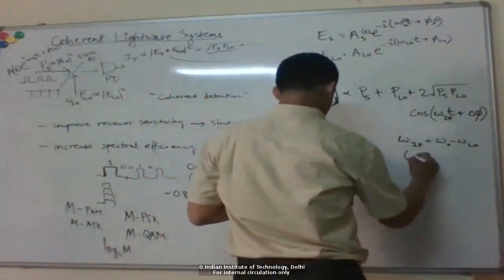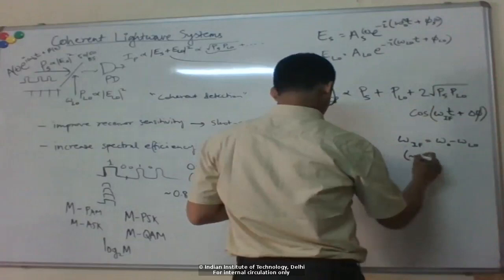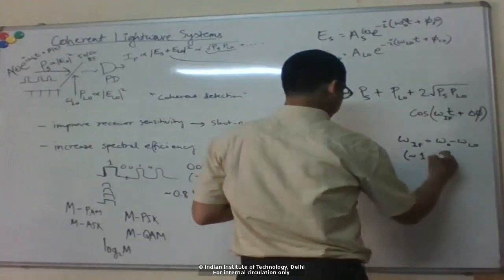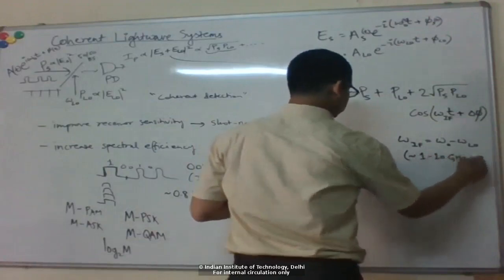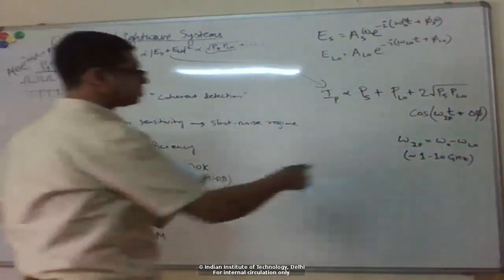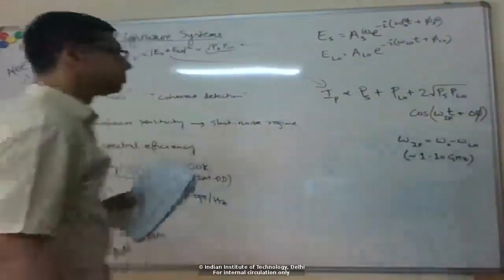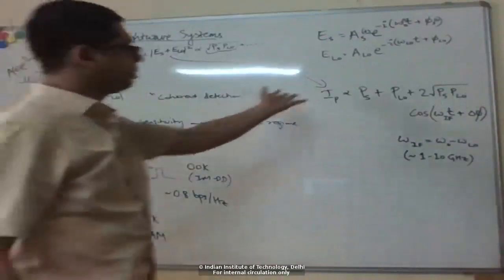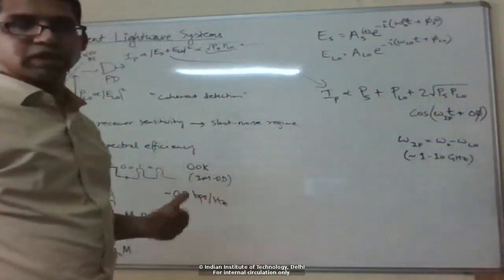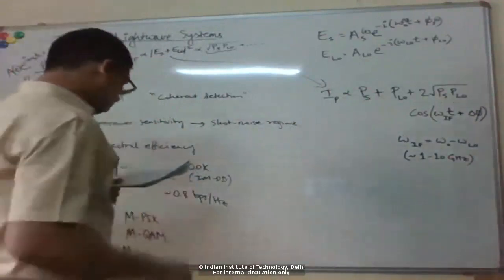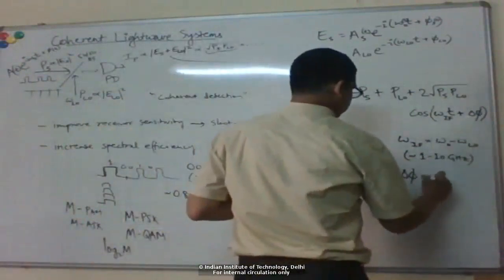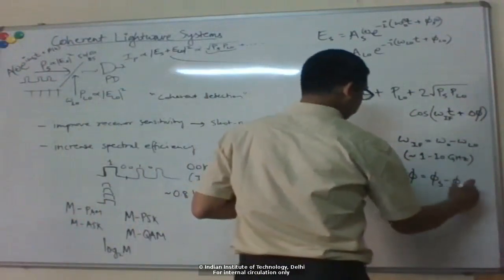Okay, so typically this is maybe in the few gigahertz range. So let's say 1 to 10 gigahertz, somewhere there. IF stands for intermediate frequency. This terminology might be familiar to you from some topics in RF communication or wireless communication also. And this delta phi is basically the phase difference between the signal and the local oscillator.